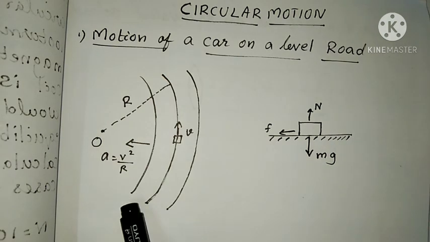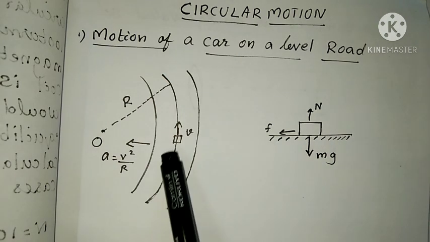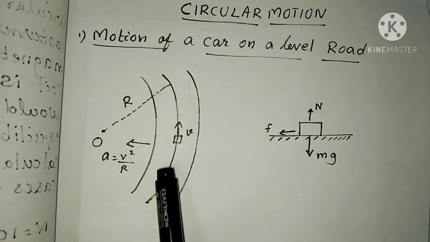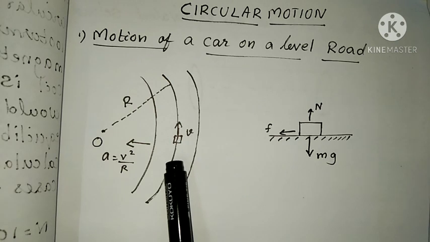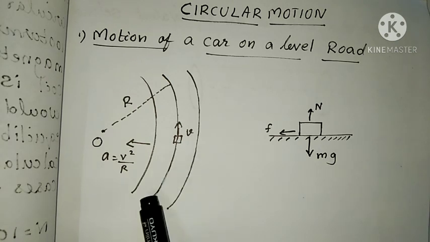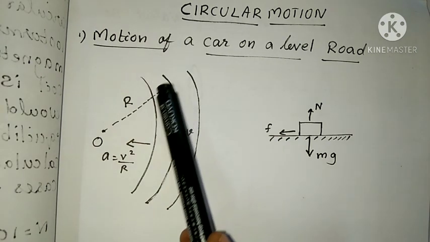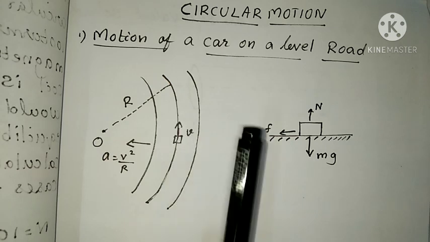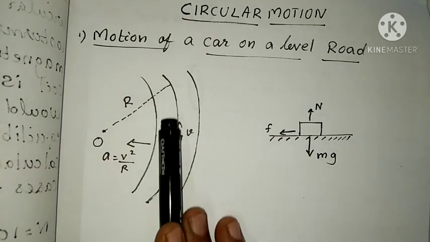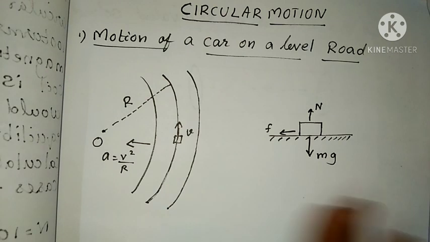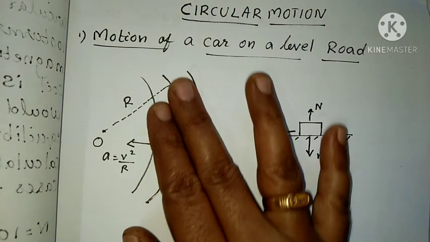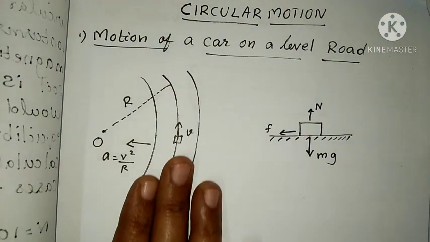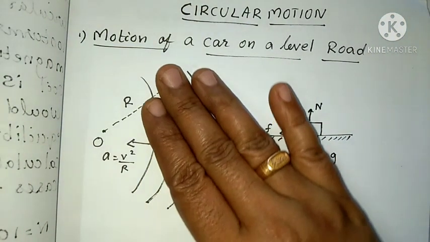So here the diagram represents that the car is moving on a circular path. We will imagine that a car of mass m is moving with velocity v in a circular path of radius r. Here the road is curved, however the horizontal plane of the road is straight. The car is moving on a circular level road and it takes a turn like this.